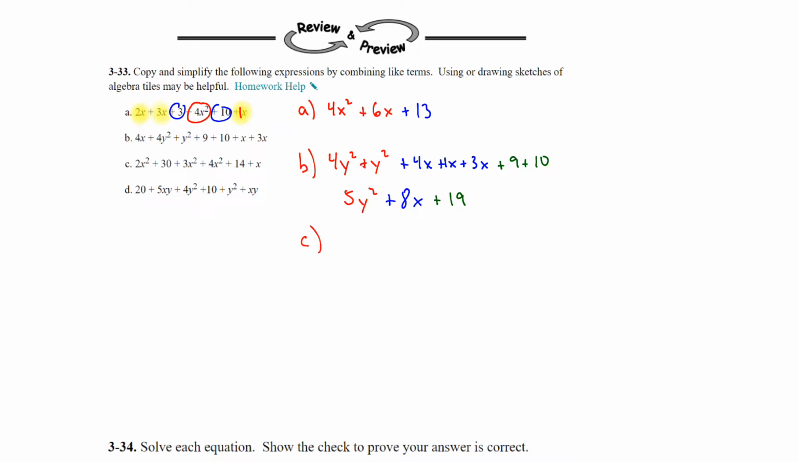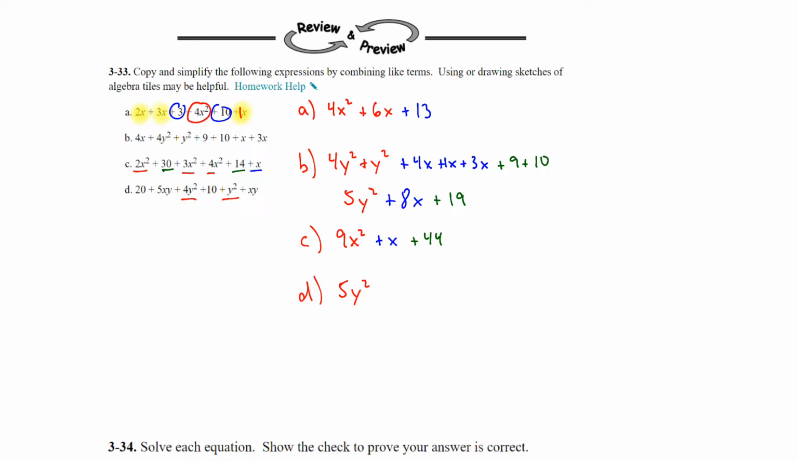Alright, moving on to C. So 2x squared plus 3x squared plus 4x squared is 9x squared. We then have plus x, so that's the only one of that one. And then we have the plus 30 plus 14, and so that would be plus 44. And once again, we can definitely do what I did on example B and put everything together and then combine it.